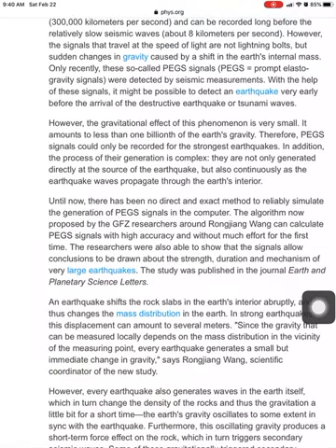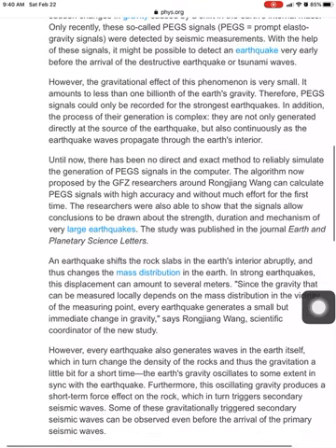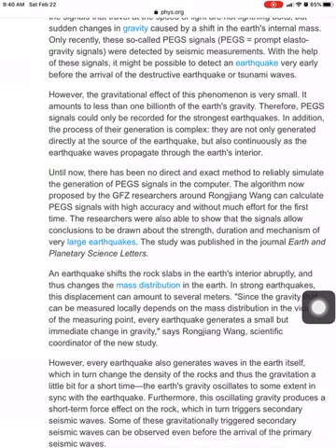However, the gravitational effect of this phenomenon is very small. It amounts to less than 1/1,000,000th of Earth's gravity. Therefore, PEG signals could only be recorded for the strongest earthquakes. In addition, the process of their generation is complex. They are not only generated directly at the source of the earthquake, but also continuously as the earthquake waves propagate through the Earth's interior. This is the transfer of energy, guys.